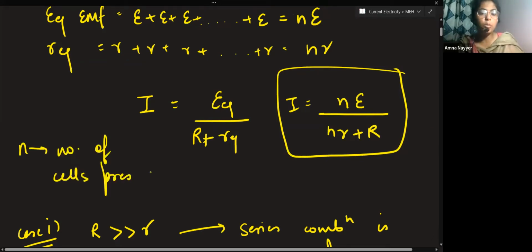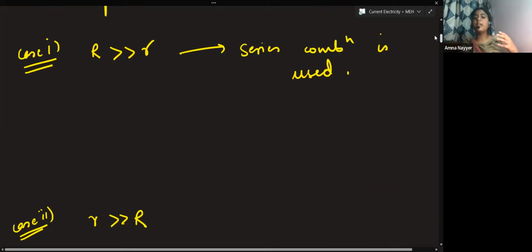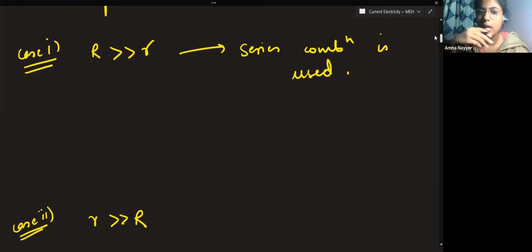Now here we see two cases. Both the cases make your calculations easy. If your external resistor connected in the circuit is very much greater than your internal resistance, it's like if I say Reem has 1,000 chocolates with her, and Abia gives one more chocolate to Reem. Will that actually affect Reem's collection of chocolates?